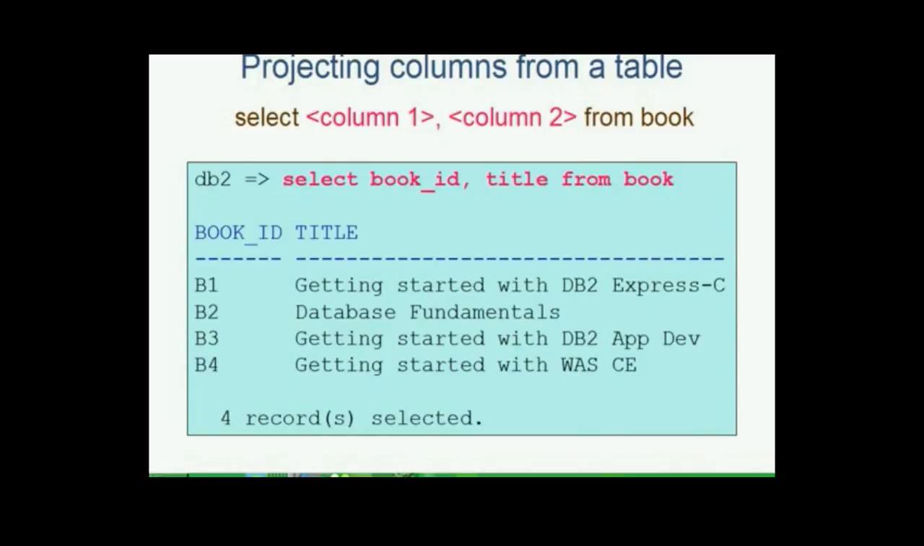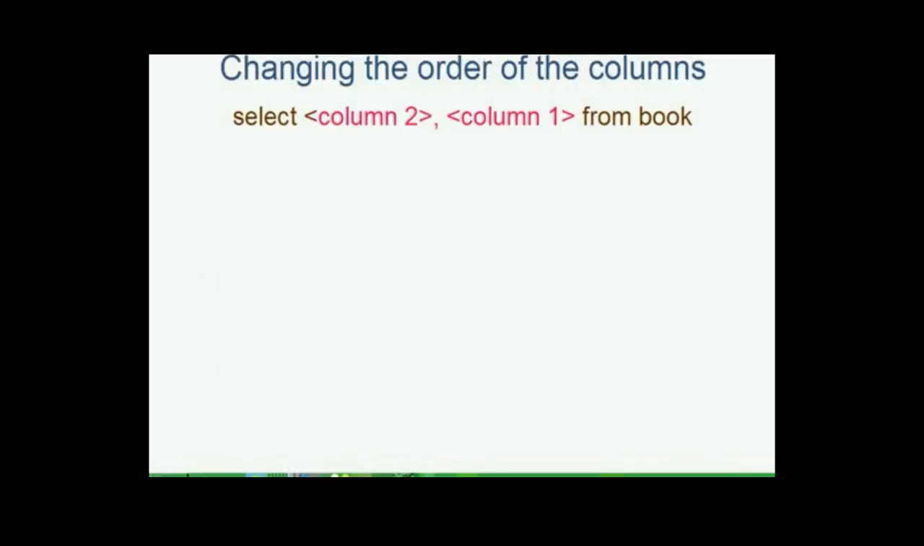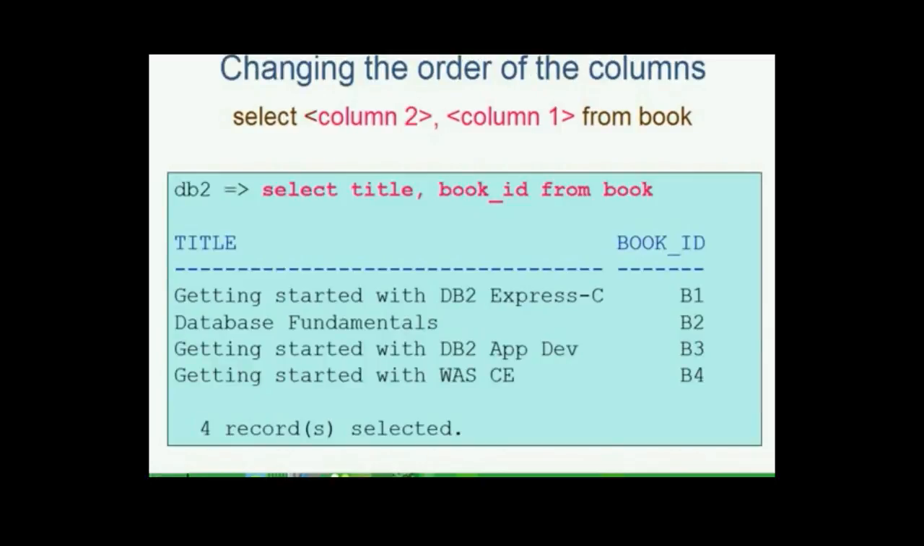Select book ID, title from book. Let us see what happens if the order of the columns is interchanged, as in this example. Select title, book ID from book. As can be seen in the result set, the order of the columns will always match the order that is passed to the select statement, not the order as defined in the create table statement. We are now quite familiar with this query, right? Select book ID, title from book.